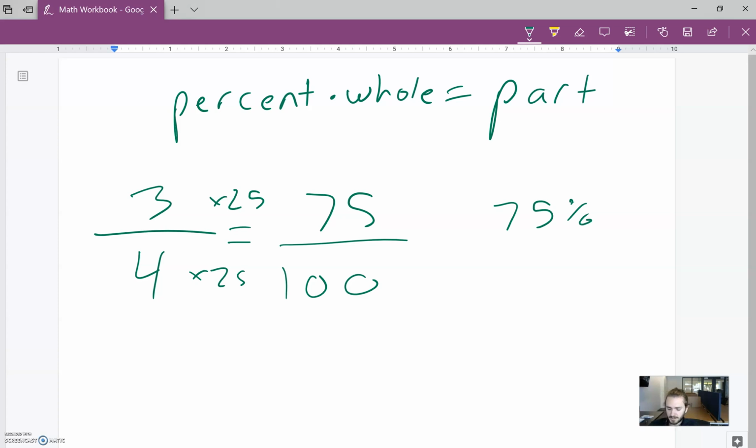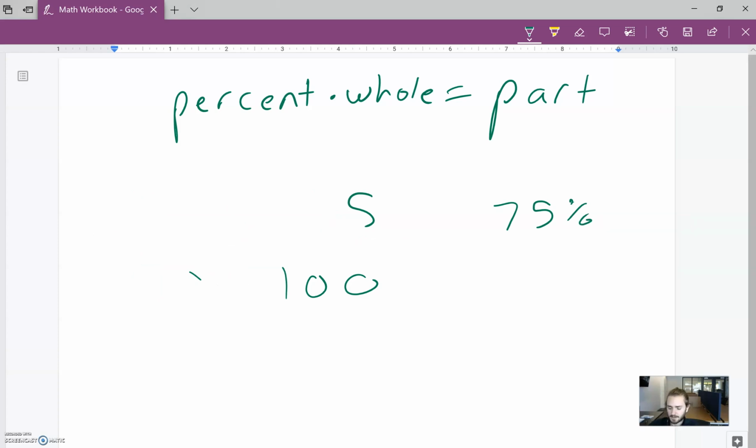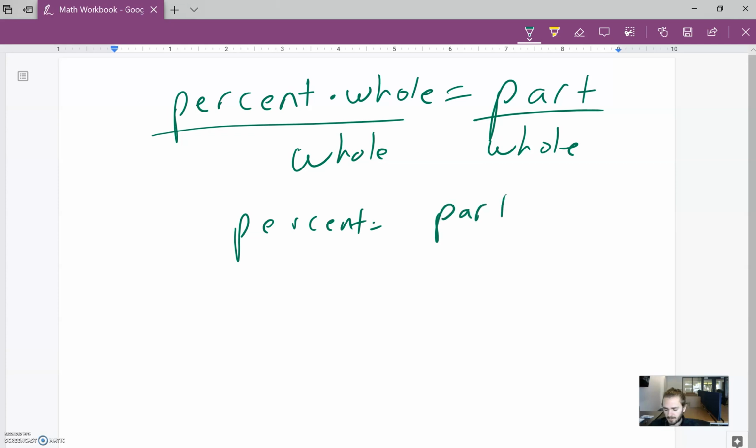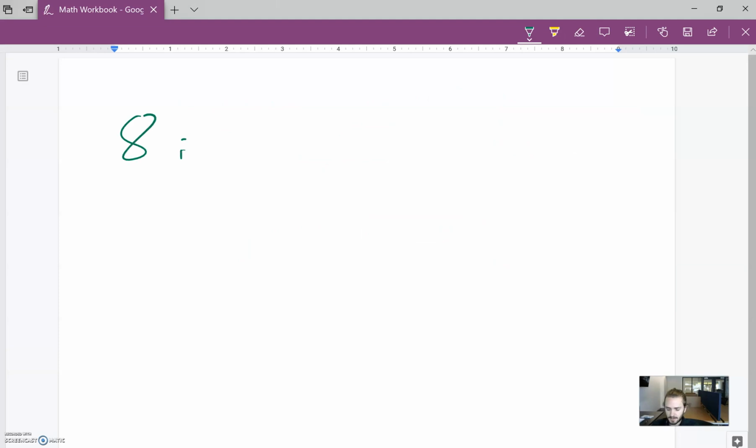And if we look at this algebraically, we can find the same thing because percent times whole equals part. And if we take that and we divide both sides by the whole, that will just leave us with the percent equals part divided by whole. So then if we get a problem that says something like, let's say, 8 is what percent of 20?